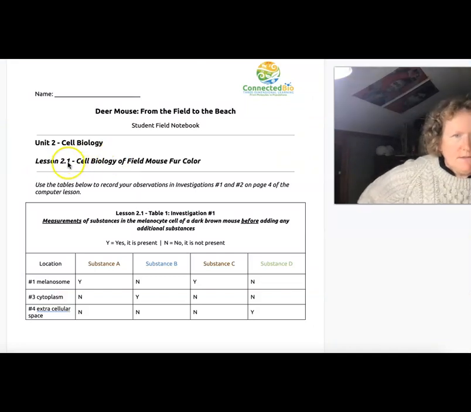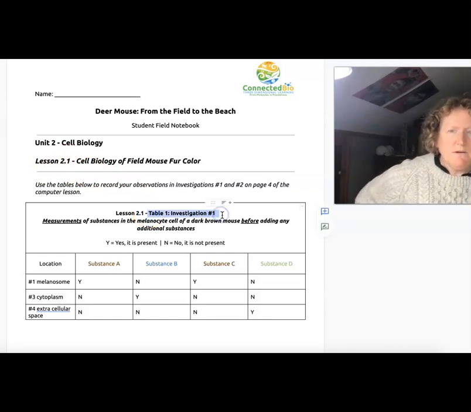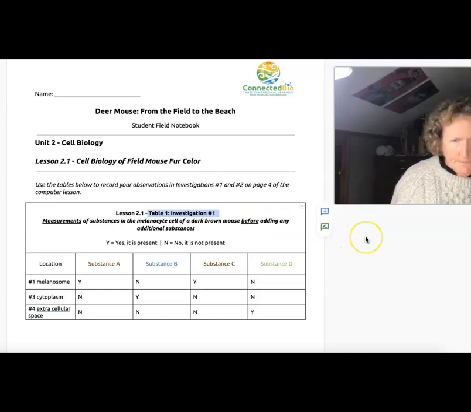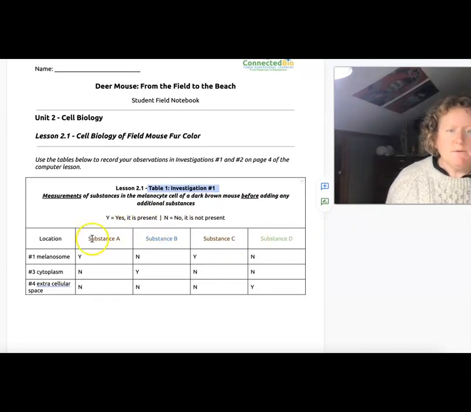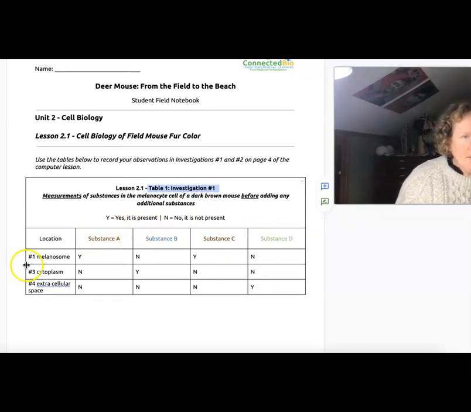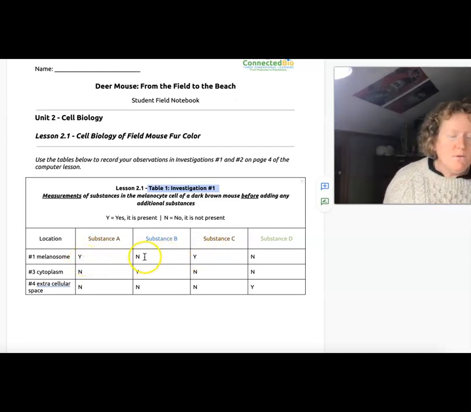This is lesson 2.1, and this is table 1. Lesson 2.1, table 1, investigation 1. This is a summary of what we found out. In the melanosome, substance A and substance C showed up, so yes and yes. I put no for substance B and substance D.